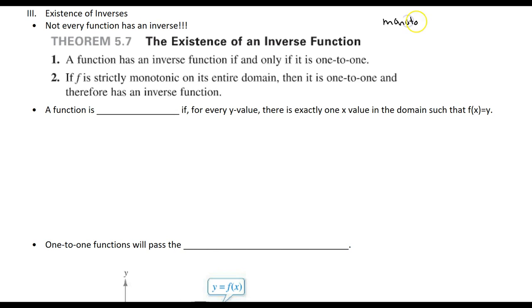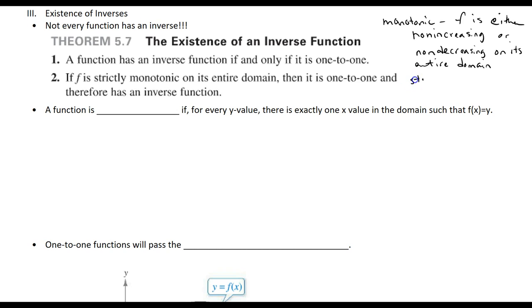Monotonic means f is either non-increasing or non-decreasing on its entire domain. And when I say non-increasing or non-decreasing, choose one for the entire domain. It's not switching back and forth.